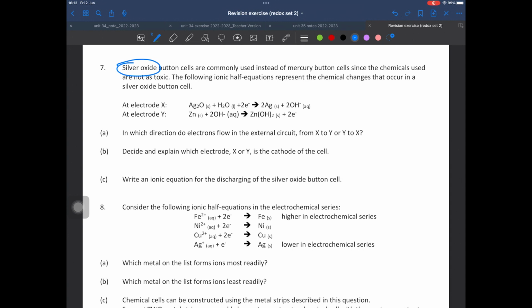First of all, in which direction of electron flow to the external circuit? So of course from Y to X, because zinc is going to lose electron to form zinc ion. Part B, decide and explain which one is the cathode of the cell. Now, always remember red cat and an ox. So cathode means reduction. Surely it will not in Y, right? Because Y undergo oxidation and X undergo reduction.